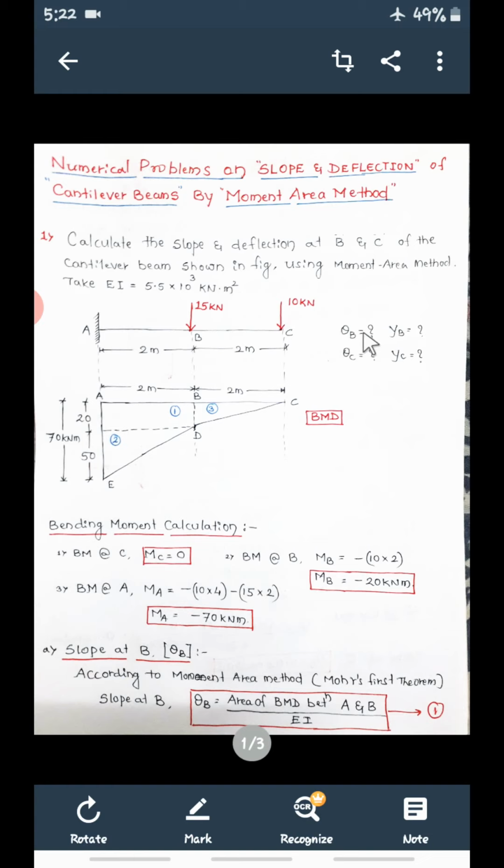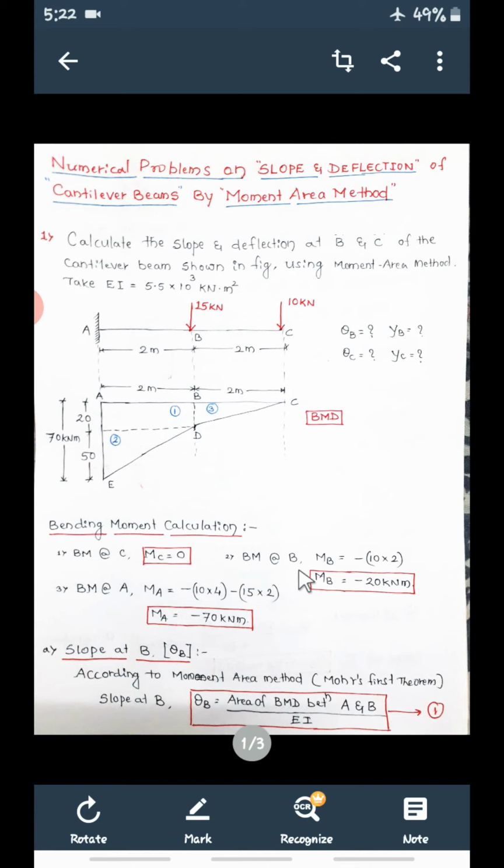Let us find out the bending moment. As I told, since it is a cantilever beam, there is no necessity of finding the reaction at this point. You can directly start calculating bending moment from the free end. Now let us calculate bending moment at C. Bending moment at C, MC, is equal to 0, since the 10 kilonewton load has a perpendicular distance of 0.